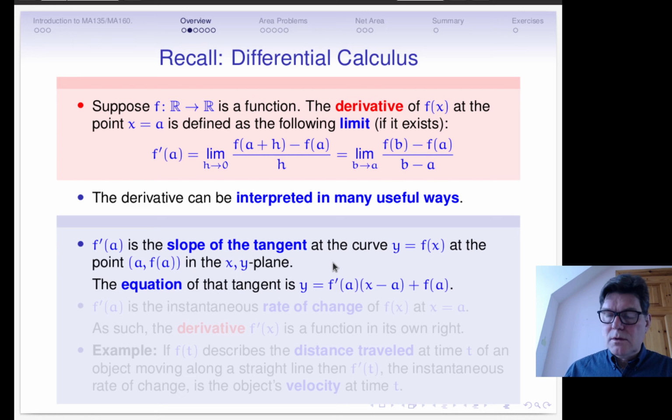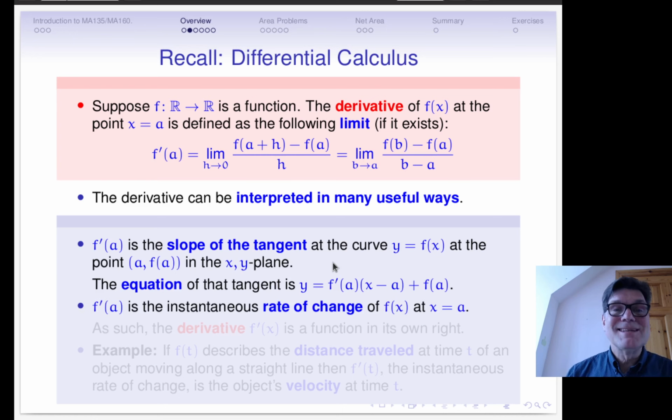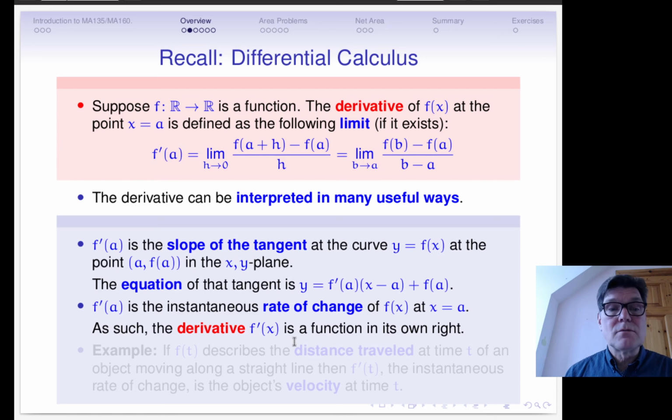More towards real-world applications, f prime of a can be seen as the instantaneous rate of change of f of x at x equal to a. As such, one can assign to each point x a derivative, and then the derivative f prime of x becomes a function in its own right. And we've seen ways of finding the function which is the derivative from the given function f.